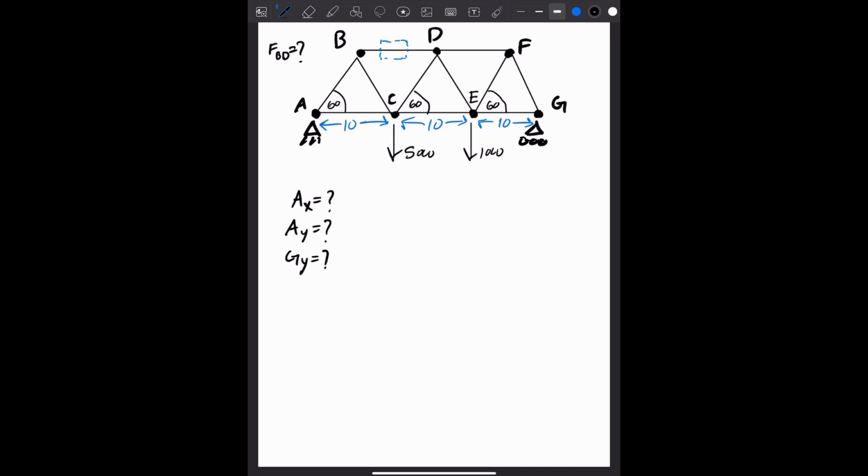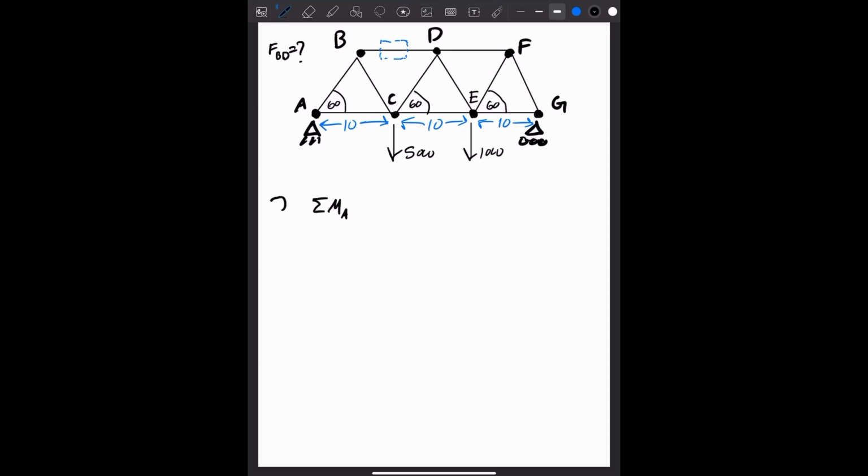However, if we look at the loading, everything is vertical. So from that, we can automatically say AX is equal to 0 because there's no forces to sum using Newton's laws in the X direction. So, okay, let's find AY and GY. That's step one. So to that end, let's take a moment about A.